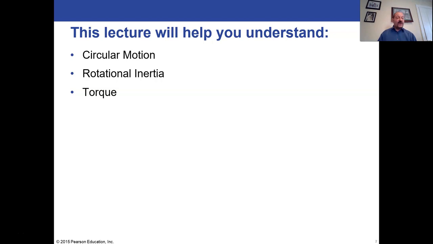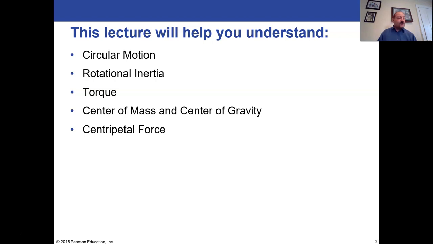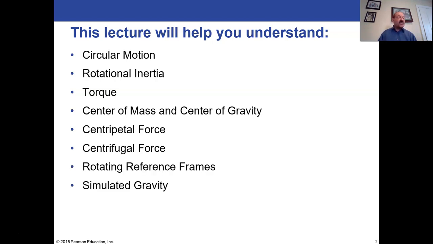We'll talk about torque. Torque is kind of the rotational analog of force. It's force that drives things to rotate. We'll talk about center of mass and center of gravity. We'll talk about something called centripetal force, and you might be thinking of centrifugal force, but centripetal force is a real force that draws objects towards the center as they're going around in a circle, whereas centrifugal force is an apparent force. It's actually not a real force. It's just apparently observed by somebody that's rotating.